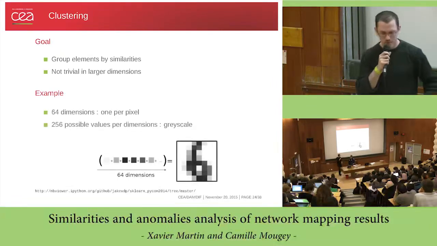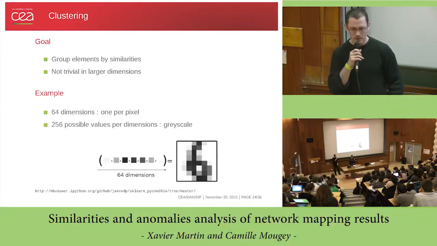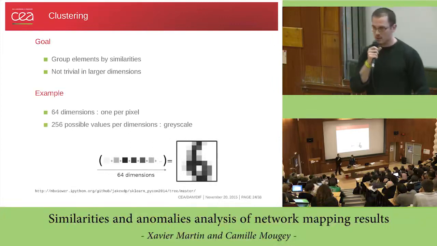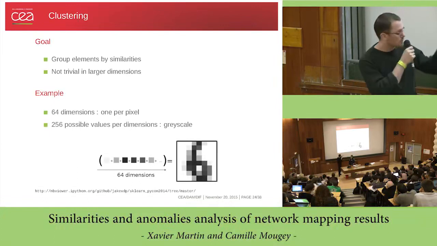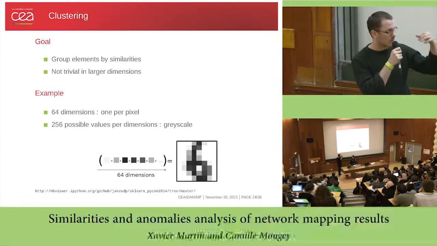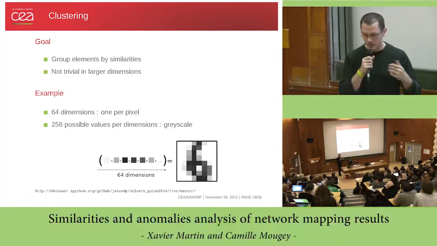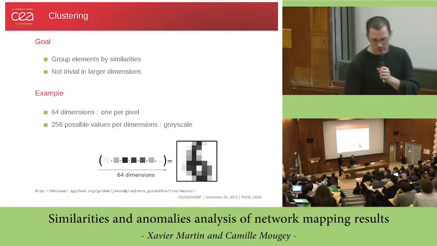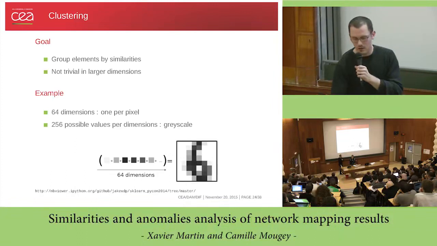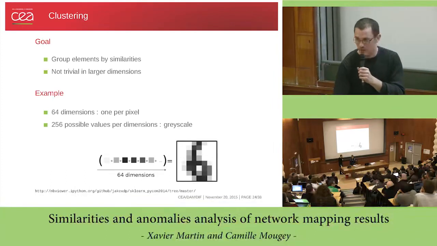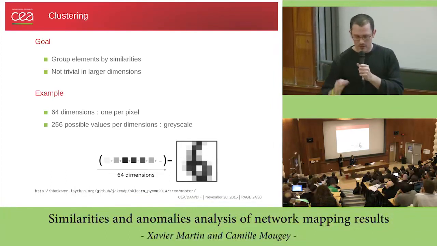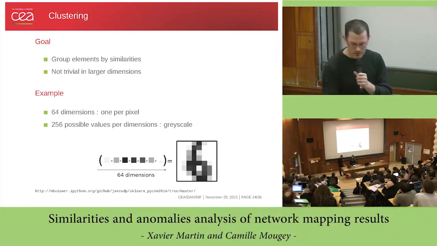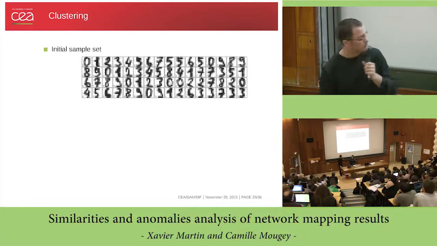So here's an example. I consider 64 dimensions, so that is 1 dimension per pixel. The image on the bottom right is the 64 dimensions gathered together. Each dimension can take 256 possible values, which is the grayscale value of the pixel. So 64 dimensions make one sample, and you take several samples like this.